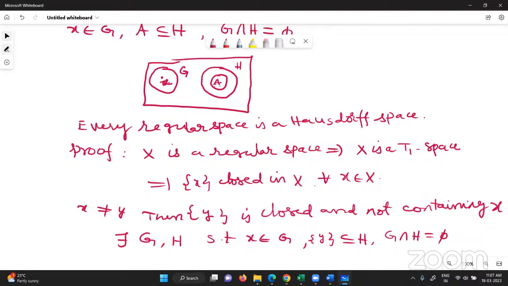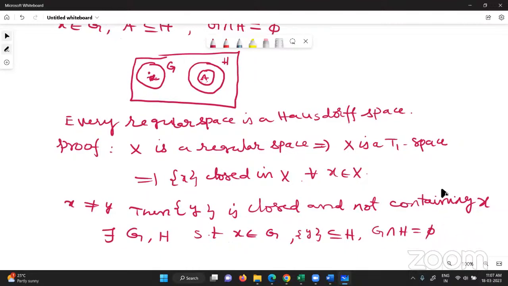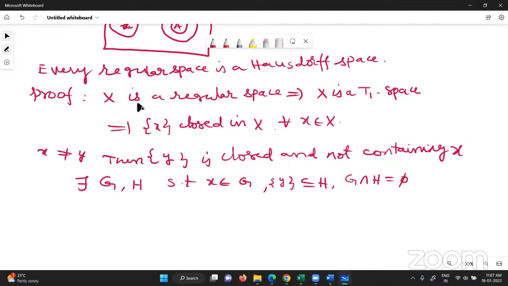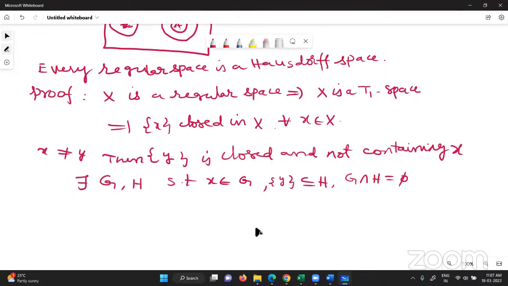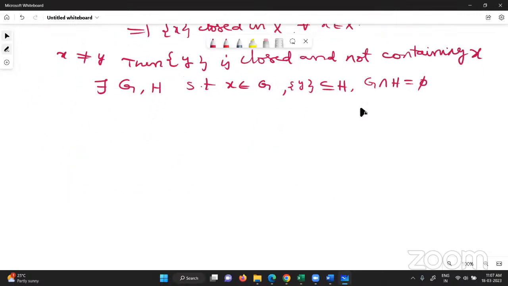But now let us move on to completely regular spaces. Students, am I clear with this? Are you clear with regular space, T1 space, T2 space? Yes, ma'am. So this you learn for short answers. And the next one, completely regular spaces. Completely regular space means it is related to a function.